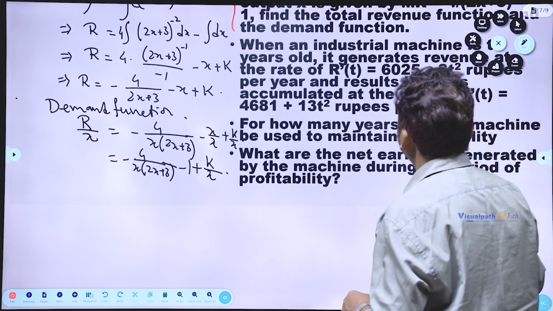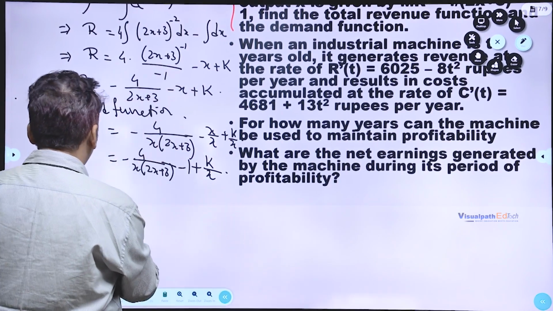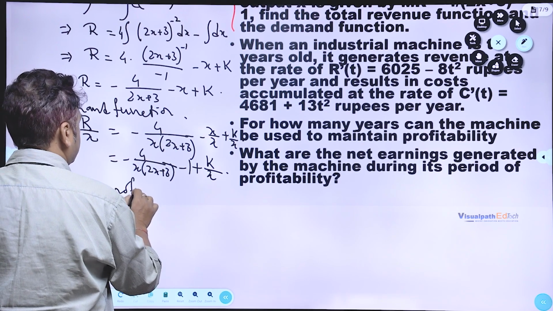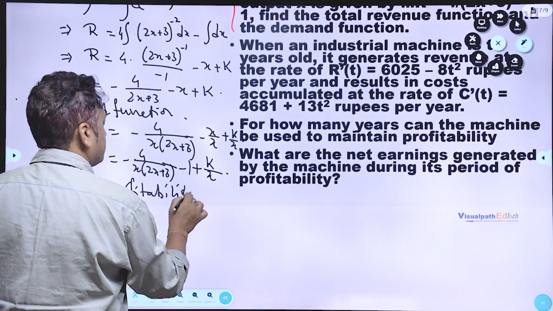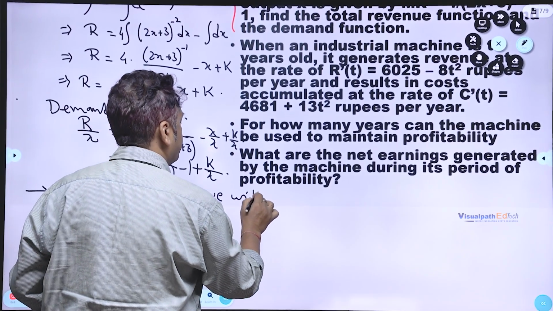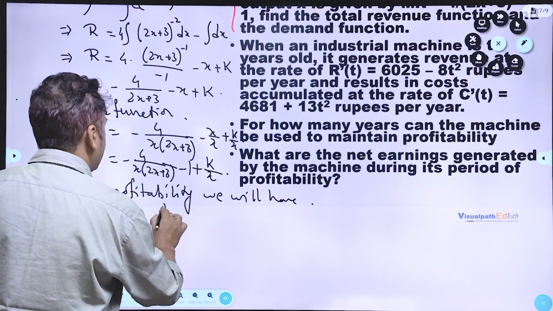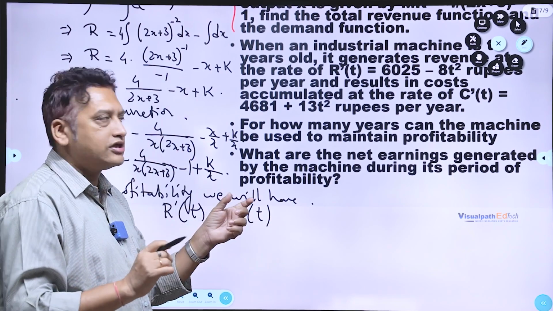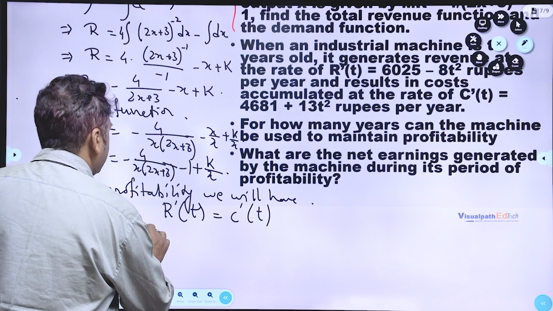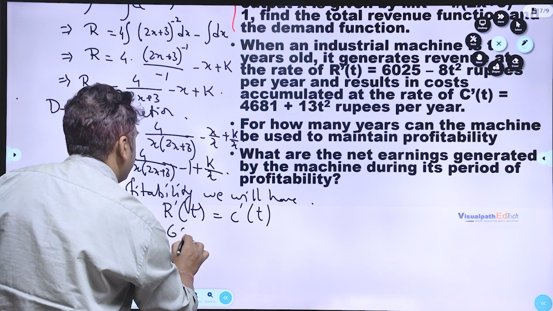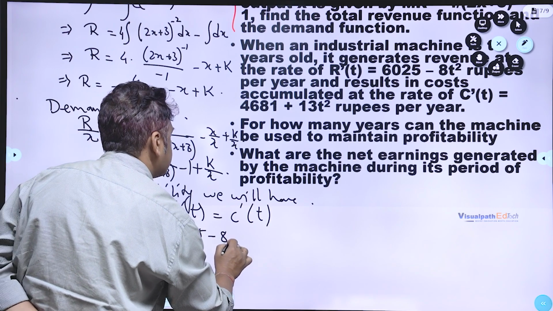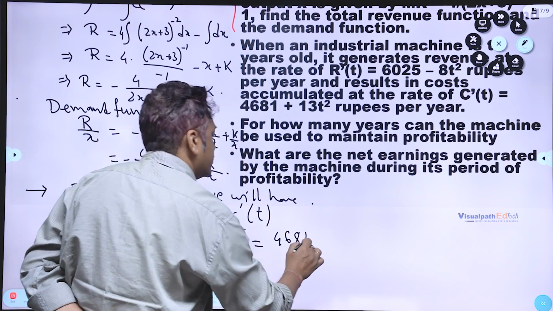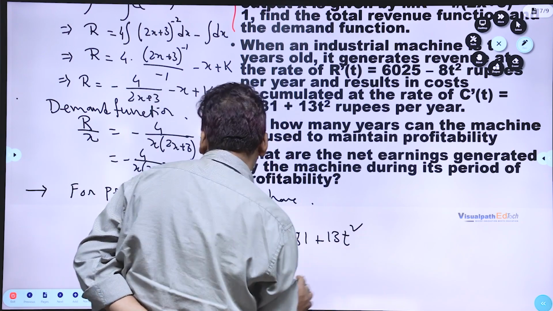Okay. So we are given, for profitability, we will have R'(T) equal to C'(T). So the revenue as well as the cost function should be equal. So you are given 6025 minus 8T square is equal to 4681 plus 13T square. Okay.